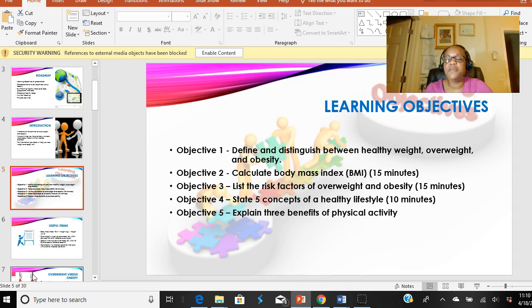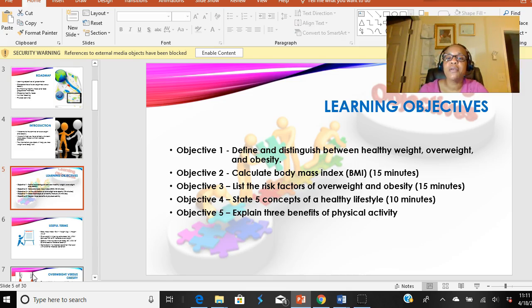Now, the objectives of this presentation: 1. Define and distinguish between healthy weight, overweight, and obesity. So at the end of the seminar, participants should be able to say, this is healthy weight, this is overweight, and this is obesity.